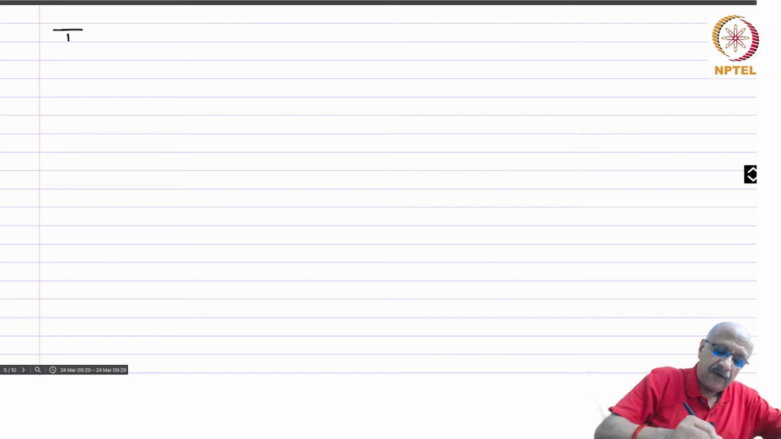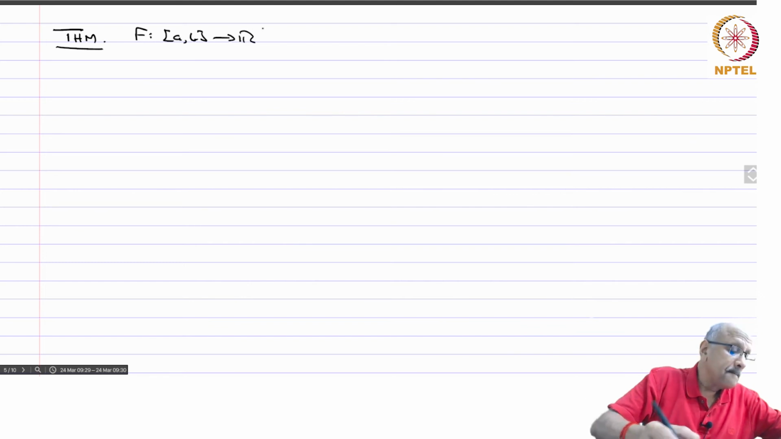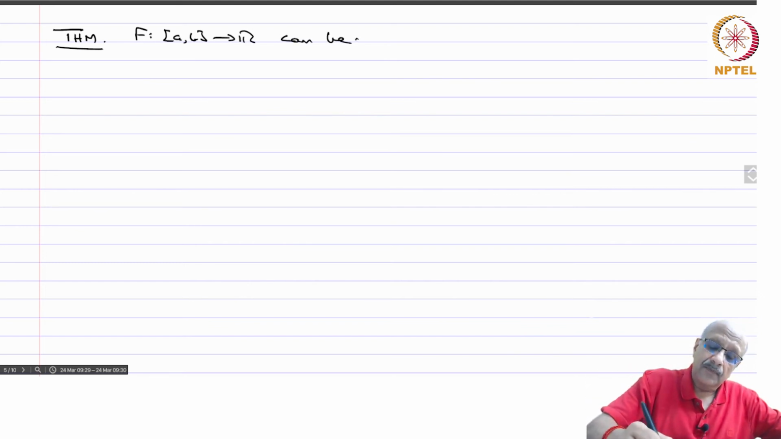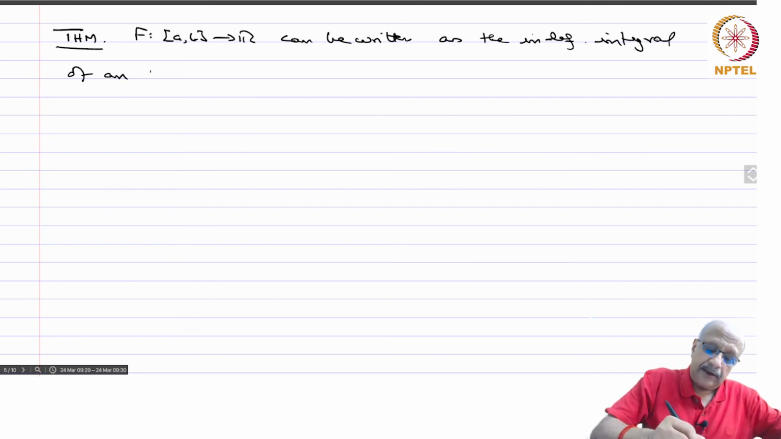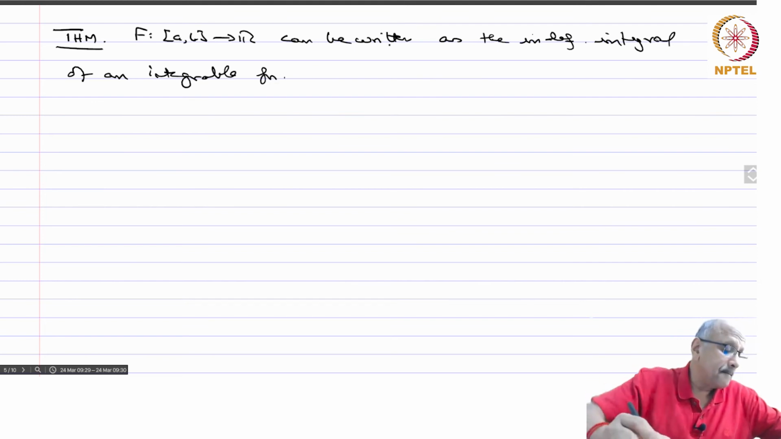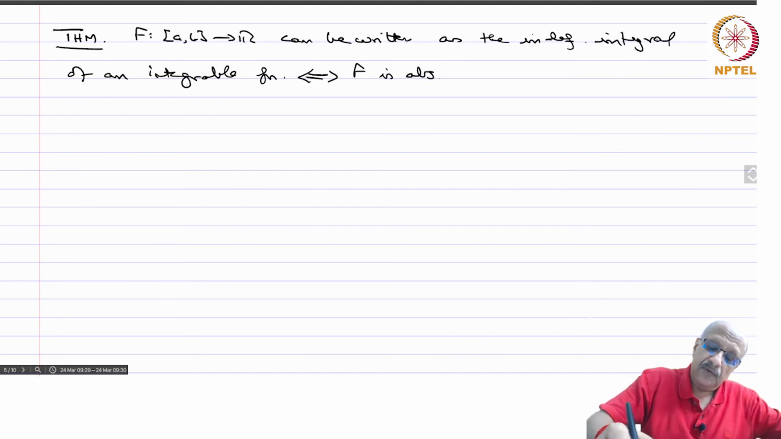So now we have the final theorem, okay, which settles this question. So f from AB to R can be written as the indefinite integral of an integrable function if and only if f is absolutely continuous.